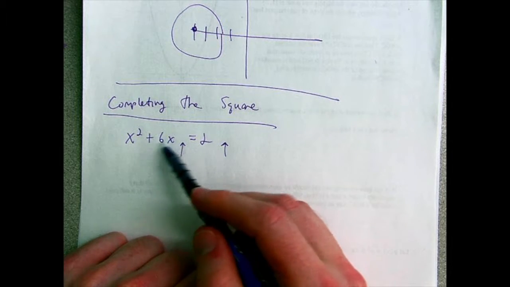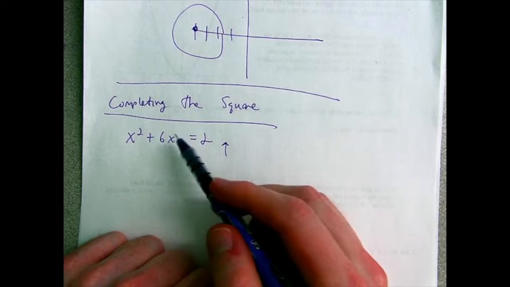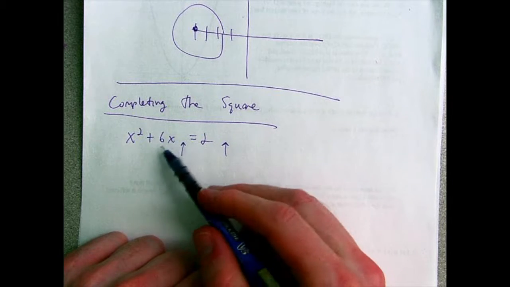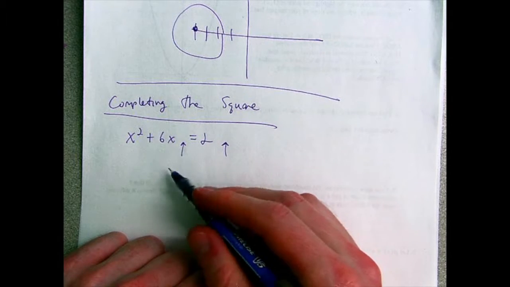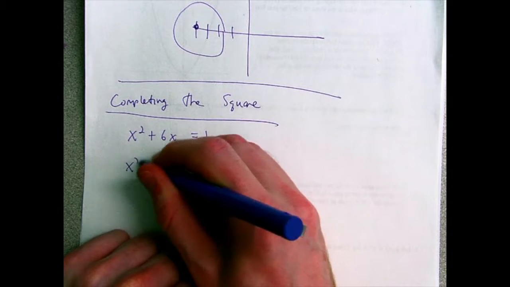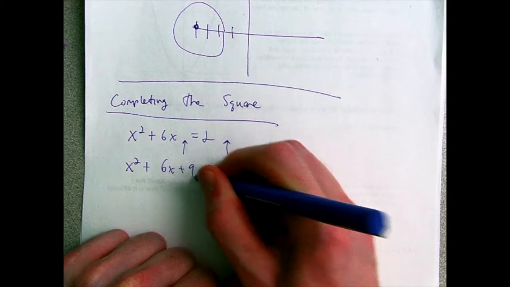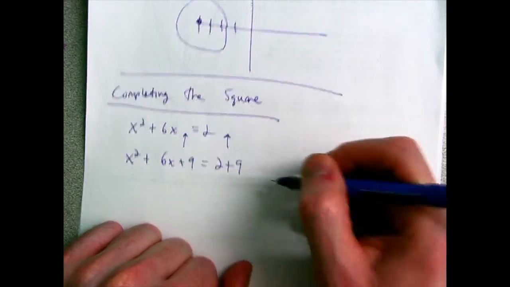You could try to put everything on one side and factor it, but you won't be able to factor. I would use the quadratic formula if I were actually interested in solving this, but I want to review this procedure, completing the square. So how does that work? What you're going to do is add a funny number to both sides of the equation. You're going to add some strange number to both sides.